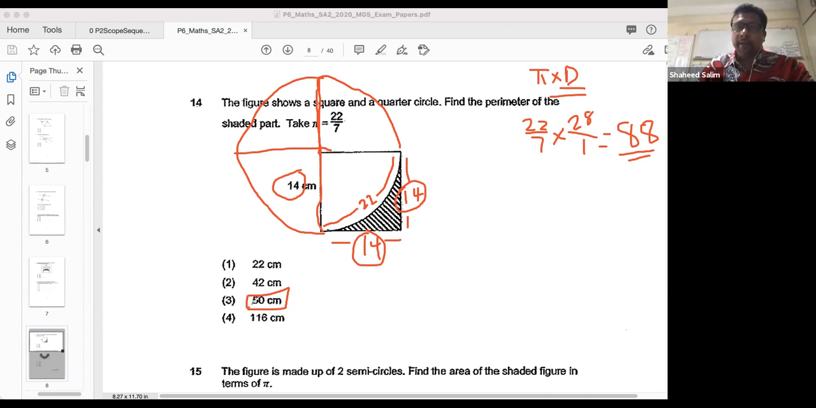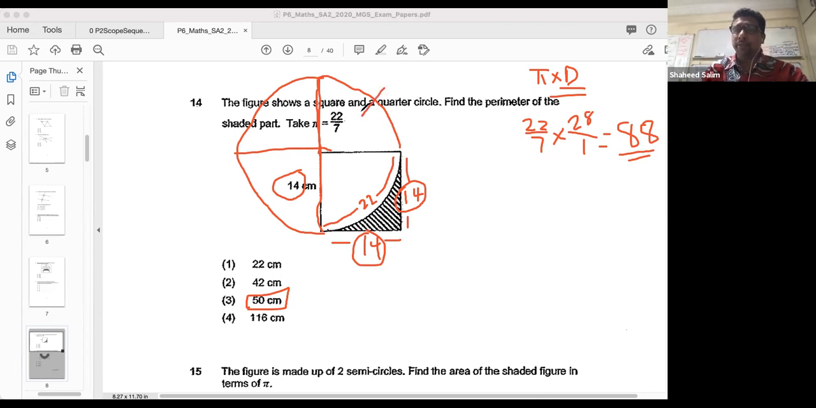If you're confused, we go through step by step. Perimeter is the outside part. You want to find the whole thing. This one we know is 14. How do you know the radius is 14? Down here is also radius, 14. So 14 and 14 we know. Only this part we don't know. But we have the formula for a full circle: pi times d, 22/7 times 28. Why 28? The diameter is 28, 14 plus 14. You get 88.